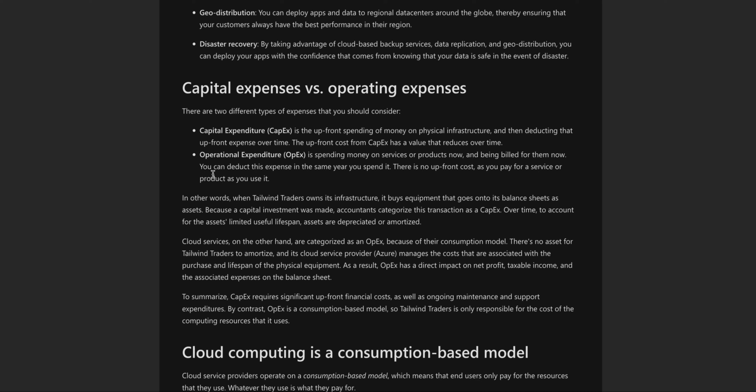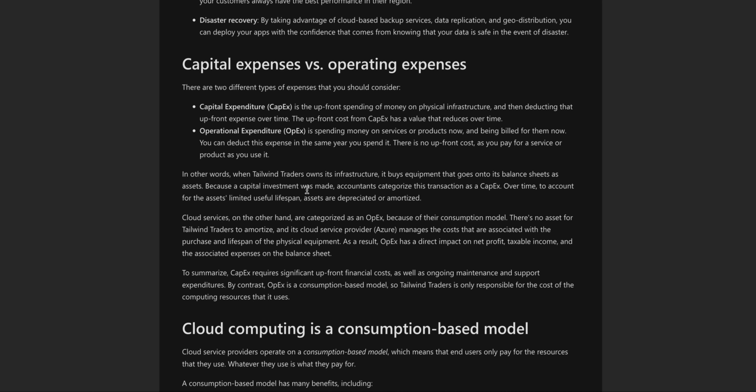So capital is talking about upfront spending. In other words, when Tailwind Traders owns its infrastructure, it buys equipment and that goes onto its balance sheets as assets. Because a capital investment was made, accountants categorize this transaction as capex. And over time, to account for the assets' limited useful lifespan, assets are depreciated or amortized.